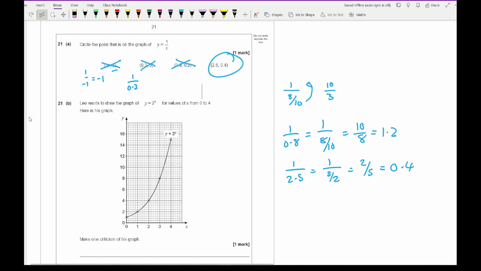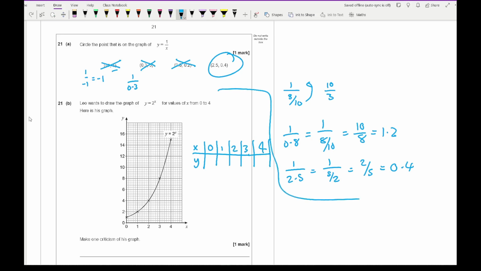Then question 21b, it says Leo wants to draw the graph of y equals 2 to the power x and make one criticism of the graph. So let's have a look at his values. Here we've got x and we've got y, and we've got 0, 1, 2, 3, and 4. So let's just separate. Using the graph of y equals 2 to the power x, this value here is going to be 2 to the power 0, which is 1. This value here is going to be 2 to the power 1, which is 2. This one here is going to be 2 to the power of 2, which is 4. 2 to the power of 3, which is 8. And that's going to be 2 to the power of 4, which is 16.